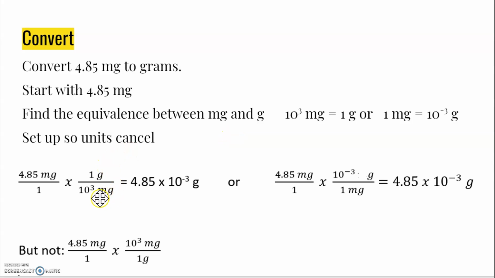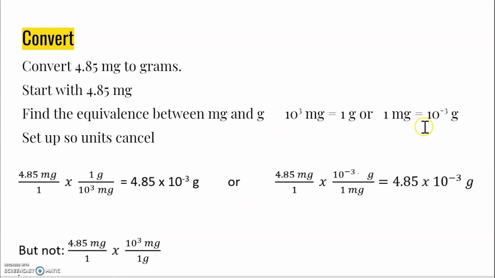So I want the milligrams on the bottom so they will cancel. So I either put 10 to the third milligrams on the bottom, which is equal to 1 gram, or I could equally do 1 milligram equals 10 to the negative third grams and put the fraction like that. And notice if you do the math, you get the exact same number as an answer because either works. But what does not work is if I put the milligrams on the top and the grams on the bottom. This now does not work. So you would get the wrong answer if you set it up like this.